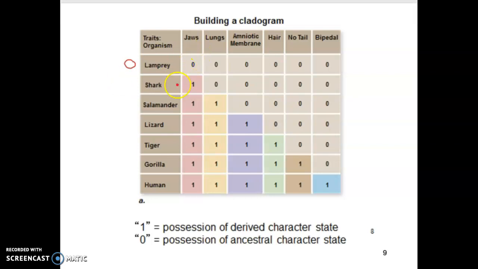Sharks only have 1 of these. Salamanders have 2 of these traits. Lizards have 3. Get the idea? Tigers have 4. Gorillas have 5. And humans have all 6. Now, the reality is it will never be this clean and easy where you go 1 through 6 from top to bottom. It's going to be all across the board. But this simplifies what we're looking at. And then what we do is we set up the evolutionary tree and we just start drawing the lines out.